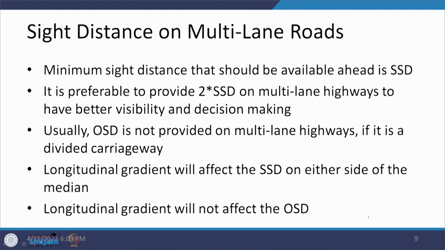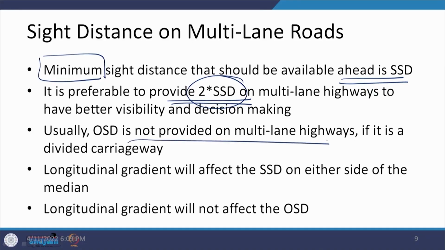When you talk about multi-lane roads, the minimum sight distance that should be available ahead is SSD, that is the minimum value which has to be there. But what we discussed was that it is preferable to provide 2 times SSD, because there may be a vehicle which has stopped ahead, and the vehicle coming with a faster speed is trying to apprehend what has happened to that vehicle, whether it is going to move or stay there. At that speed, because of the perception involved, it is always advisable to provide additional safety, and that is the reason why we go for 2 times SSD in those conditions.